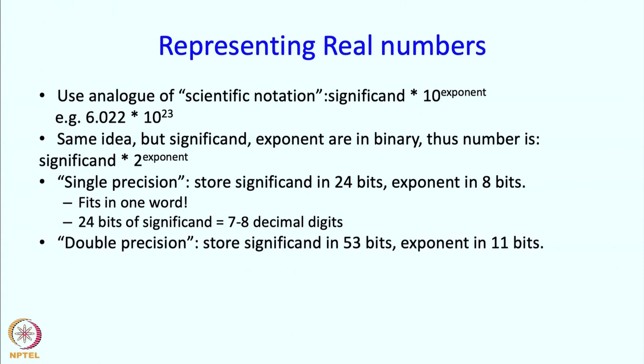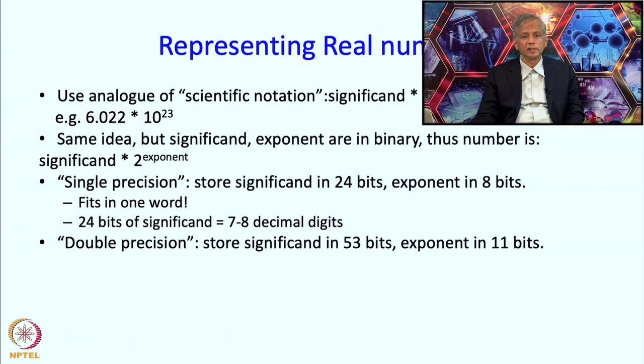Then there is also something called double precision. Here you are not going to use one word but two words. You will dedicate 53 bits to store the significand and 11 bits to store the exponent. So you will have a bigger range in the exponents as well as more precision in the significand. It's like scientific notation: how many digits are you going to write in the significand? The more digits you write, the more accurate your representation is, and allowing larger exponents determines how big numbers you can store. So it's exactly the same when it comes to binary as well.